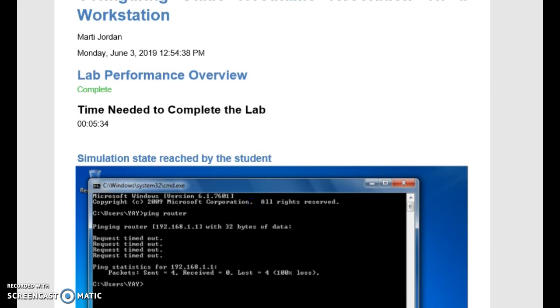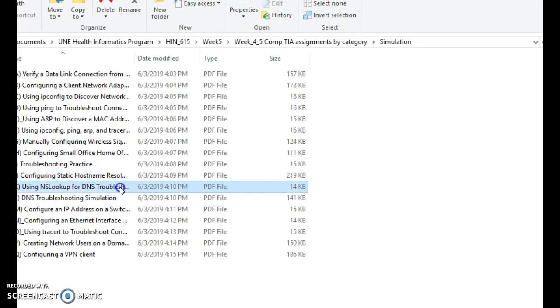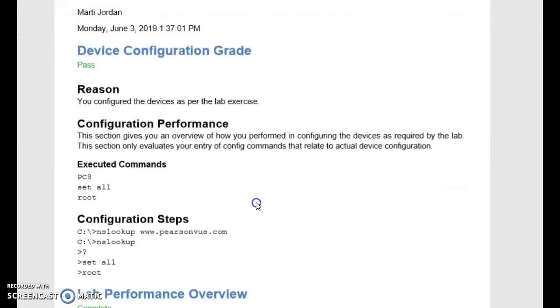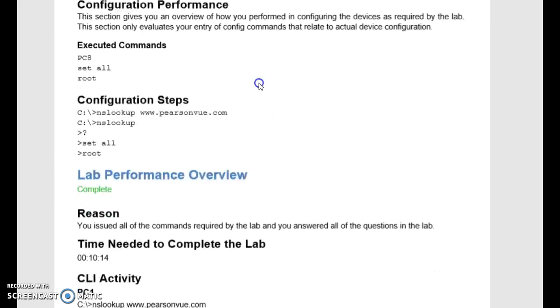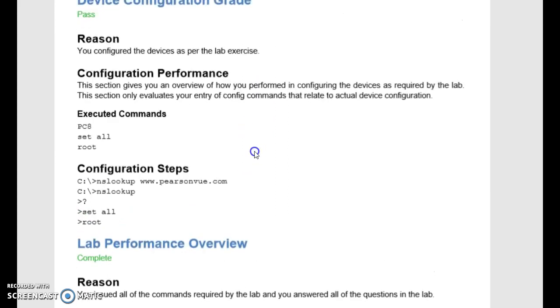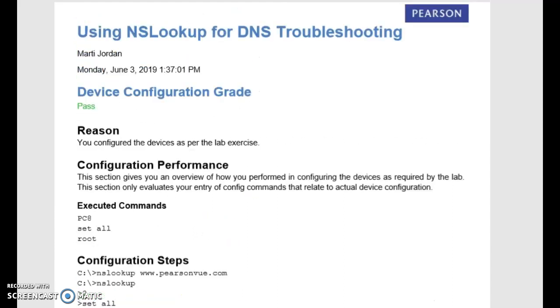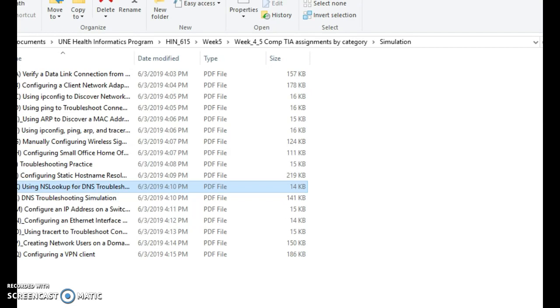And then the next one I did was using NS lookup. Sorry about my dogs. They're deciding they're going to fight with each other. So I passed this one. Stop. I passed that one. Stop it.